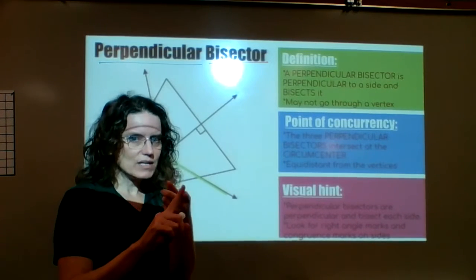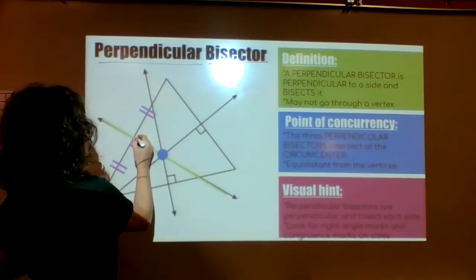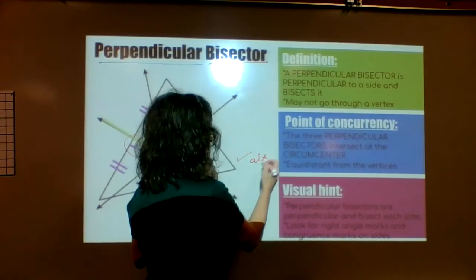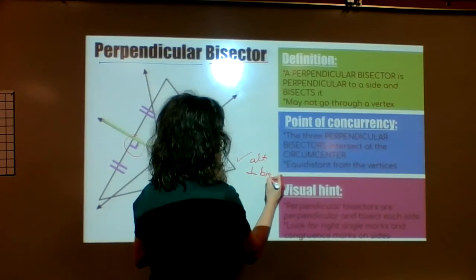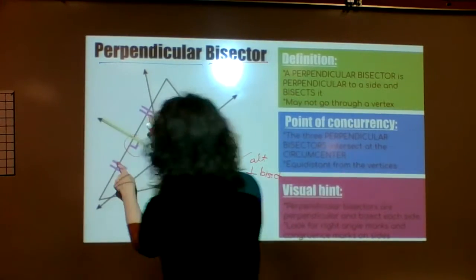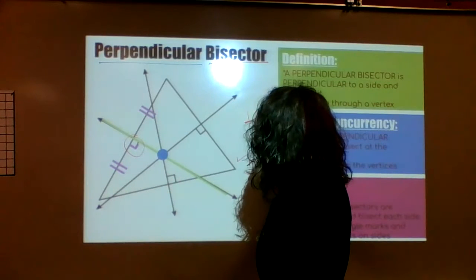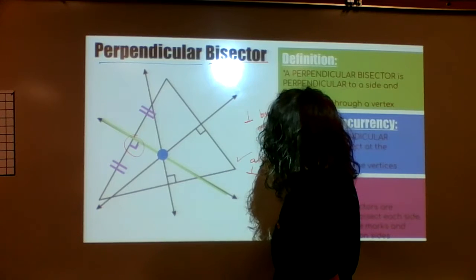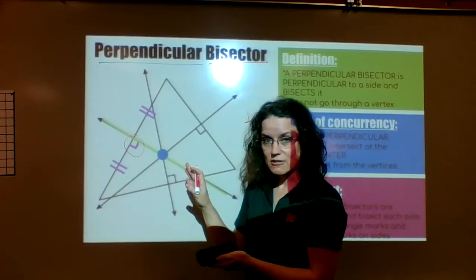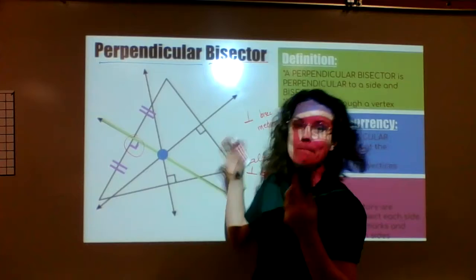Your visual hint, if you're trying to tell, what do I have? Is this an altitude? Is this a median? Or is it a perpendicular bisector? Well, if it makes the right angles, check. It could be an altitude, or it could be a perpendicular bisector. So you're also going to look to see if it cuts sides in half. If you see these congruent pieces, then you might think, well, it could be a perpendicular bisector, or it could be a median. And the way you know you've got a perpendicular bisector and not just a median or not just an altitude is it's going to be both.